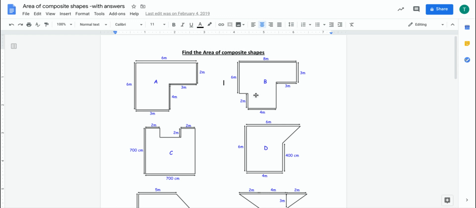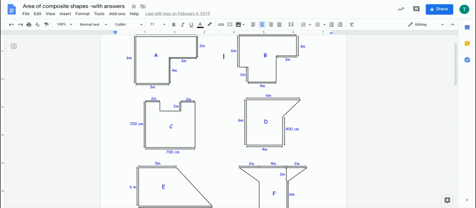This one will be a little bit more challenging because you'll have to split it up 3 ways. So you could split it up here and here, which would be the most obvious way. I will let you try that. We'll have a look at some with triangles.